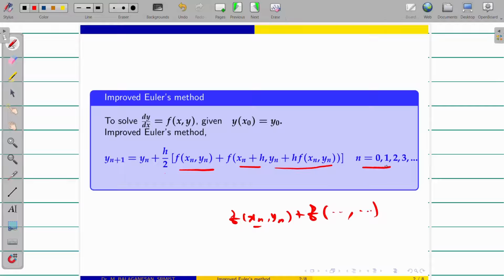This n equal to 0, 1 to 3 represents, if I am giving n equal to 0, we'll get y1. n equal to 1, we get y2, the second solution. If I am giving n equal to 3, we'll get y4, the solution y4. In that way they have mentioned here n equal to 0, 1 to 3, etc. That's it. This will be the formula to solve the related problems in this improved Euler's method.